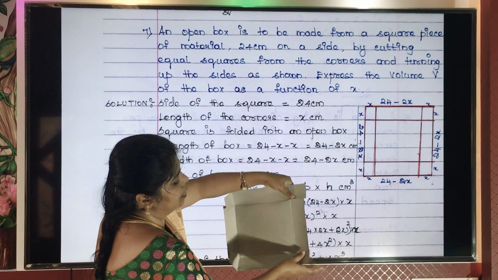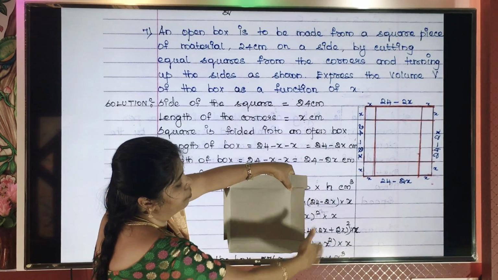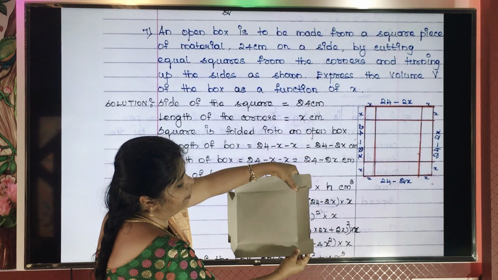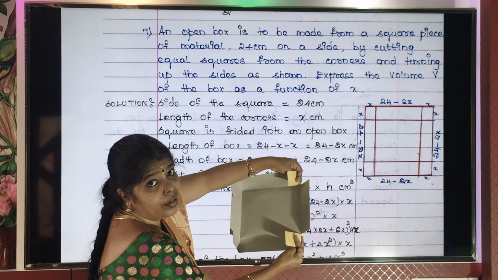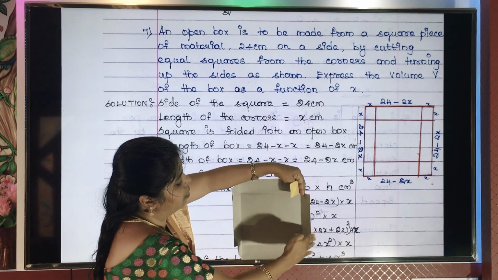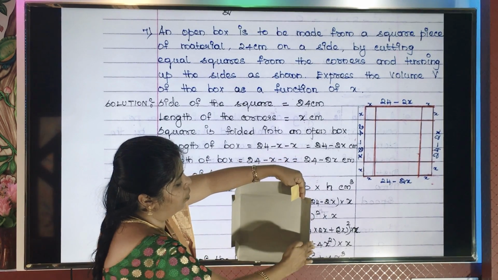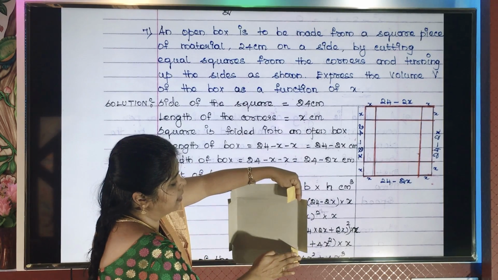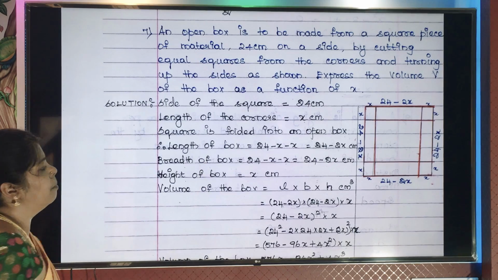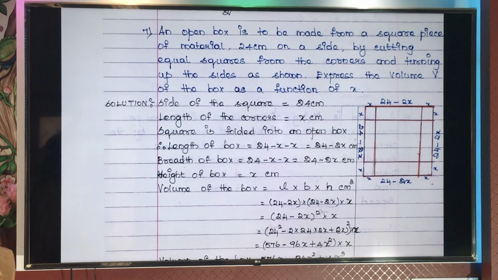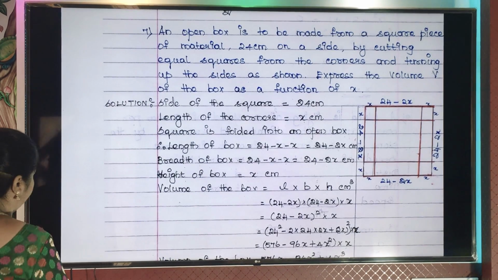Children, the same thing applies for the breadth also. So first this was the breadth, full 24. But now what happened? 1x is getting folded inside. So now the breadth will be 24 minus x minus x. So it is 24 minus 2x. This will be the breadth. Have you understood? Hope it is clear.